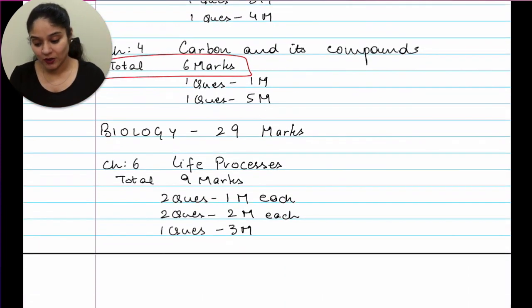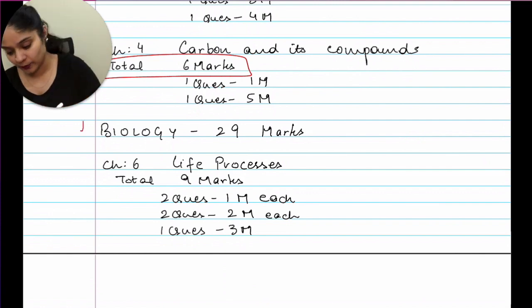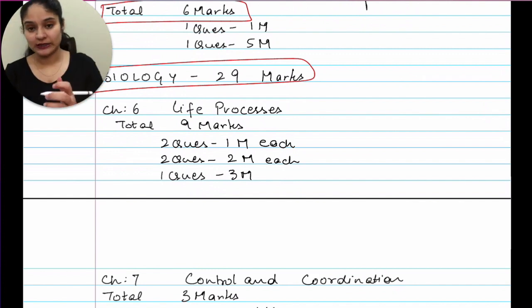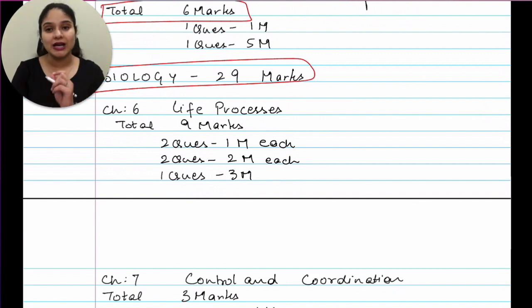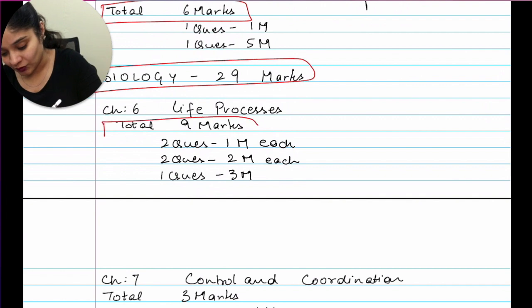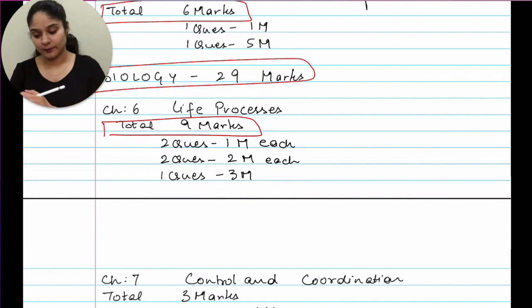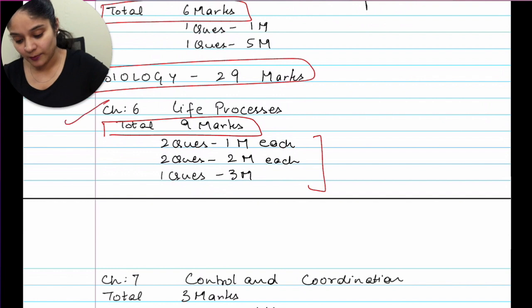Moving on to biology, you're going to get 29 marks from bio. Chapter 6, that is life processes, is going to weigh about 9 marks. So that is about 9 marks, guys. Very important. 2 questions of 1 mark each, 2 questions of 2 marks each, and 1 question of 3 marks. Very important chapter.